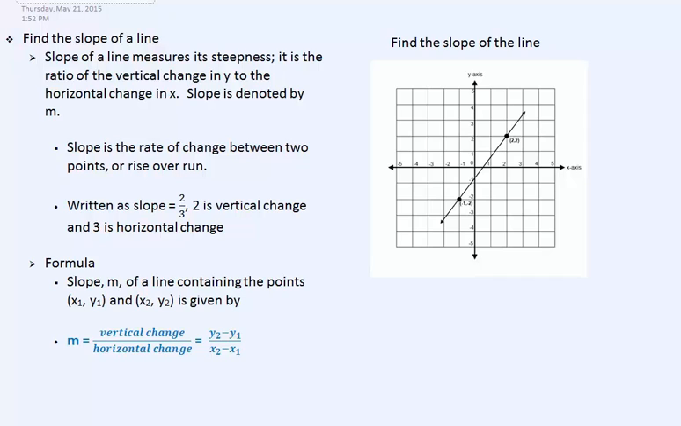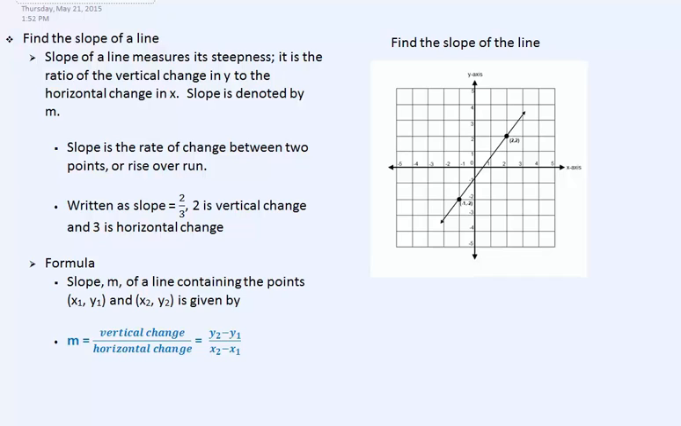There is more than one way to find the slope of a line. One way we can find the slope of a line is to measure its steepness. It is the ratio of the vertical change in y to the horizontal change in x. And slope is denoted by m in our equations. Slope is the rate of change between 2 points, or often stated as rise over run.